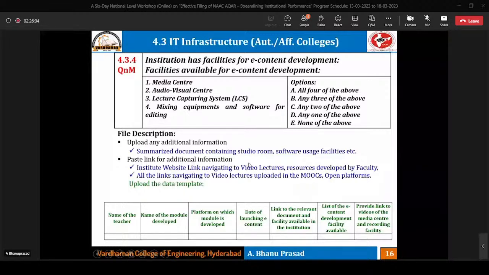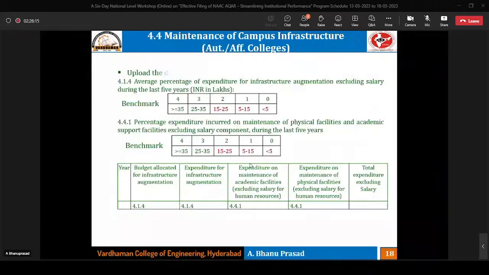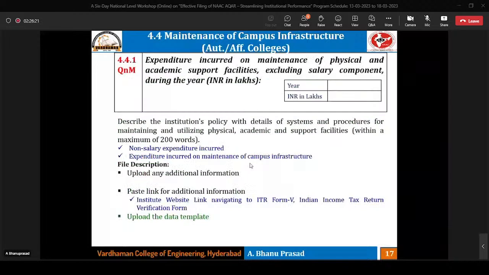Next, coming to the last criteria, last metric, the key indicator 4.4 is about the maintenance. Yes, since it is about physical facility and we are using it, we have to maintain them. That's what it is asked for, augmentation or maintenance of the physical and academic support facilities, excluding salary component. So the academic year and the lakhs amount expended.